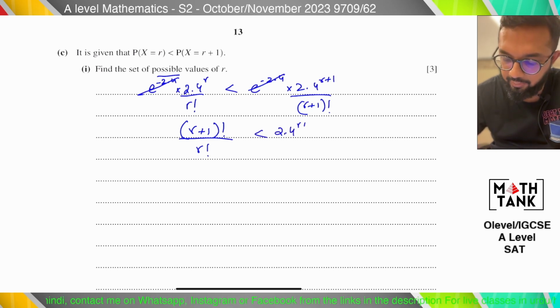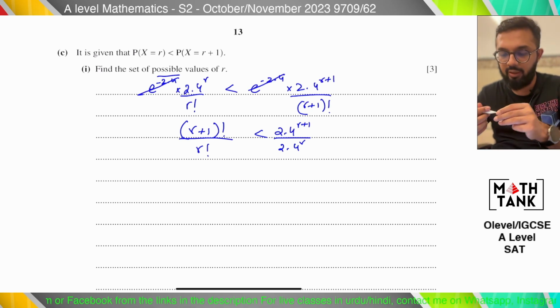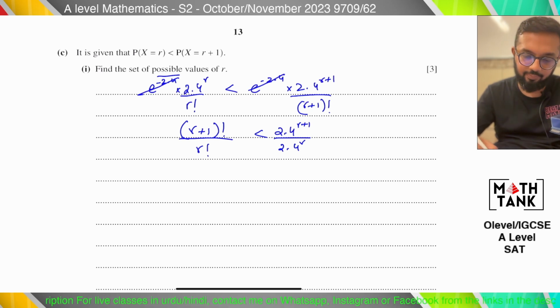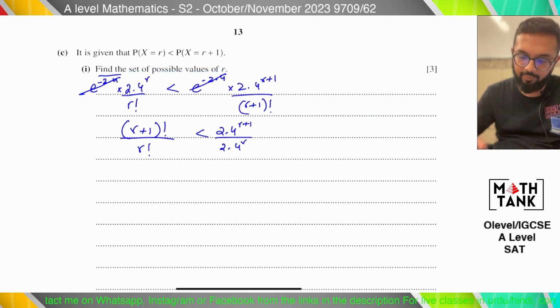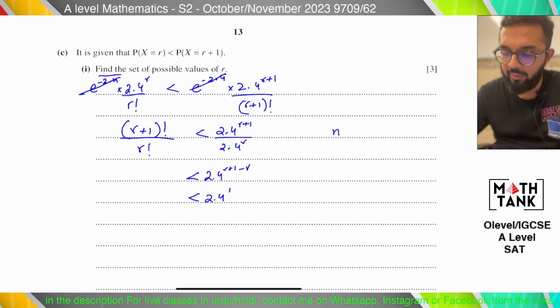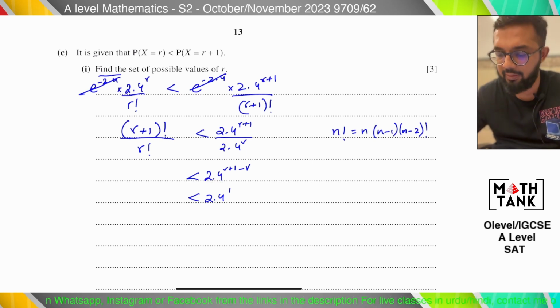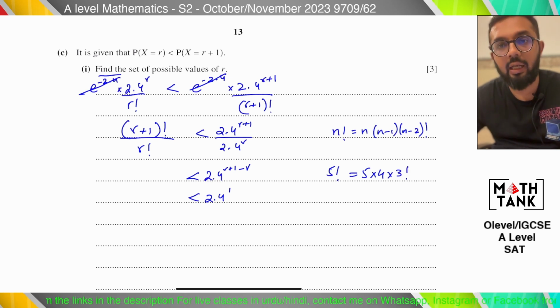Now, a lot of students don't know how to open up a factorial, but this has come up very often now in S2, so you need to know. Let me first simplify the other side and then demonstrate the factorial to you. So this becomes 2.4 power r plus 1 minus r, so that's 2.4 to the power 1 only. When you write n factorial, it simply means n into n minus 1 into n minus 2, and you could stop at any point and write factorial after this. For example, 5 factorial can be written as 5 into 4 into 3 factorial at the end.